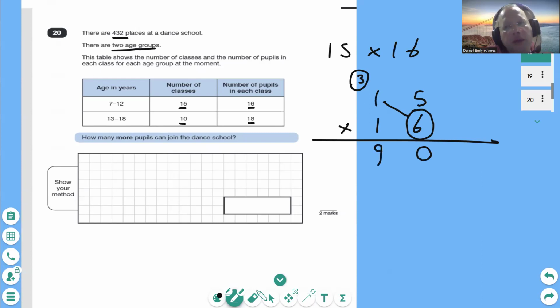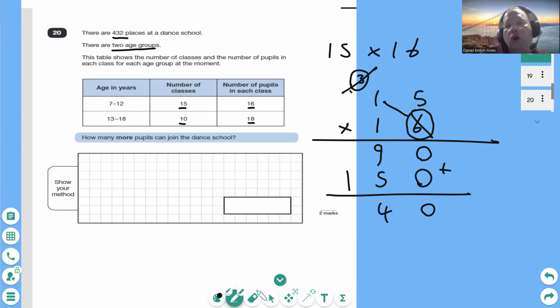At this point, what do we do in long multiplication? Splash, plonk, drop an egg. The 6 is now out of action. We can put a slash through there. It's had its attention. Now it's the 1's turn. 1 times 5 is 5. 1 times 1 is 1. 0, 9, 10, 11, 12, 13, 14, 4, 1. 240 children in the 7 to 12 group, isn't it?